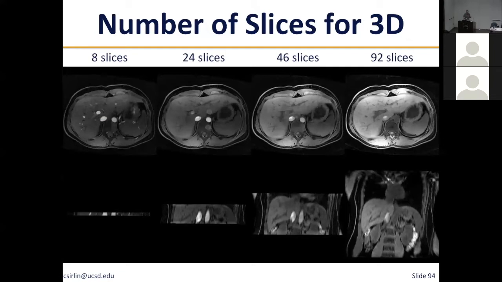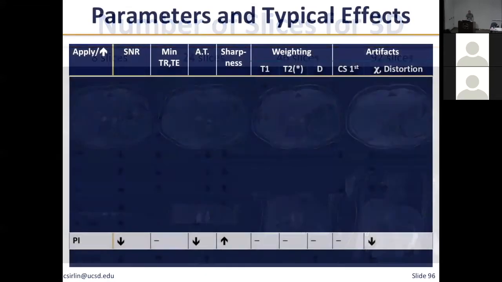At any rate, why is this important? This is important because if someone can't hold their breath, and or if for some reason you want very high temporal resolution imaging, one way of getting higher temporal resolution imaging is to decrease the number of slices. So 46 slices takes half as much time as 92 slices. 24 slices takes about half of 46 slices, and 8 slices takes 1/3 as much time as 24 slices. So you might want to decrease the number of slices to decrease the acquisition time, but just be aware that when you decrease the number of slices, you're decreasing the SNR.